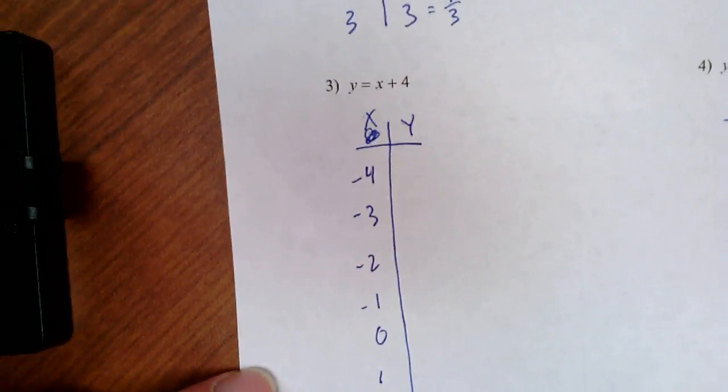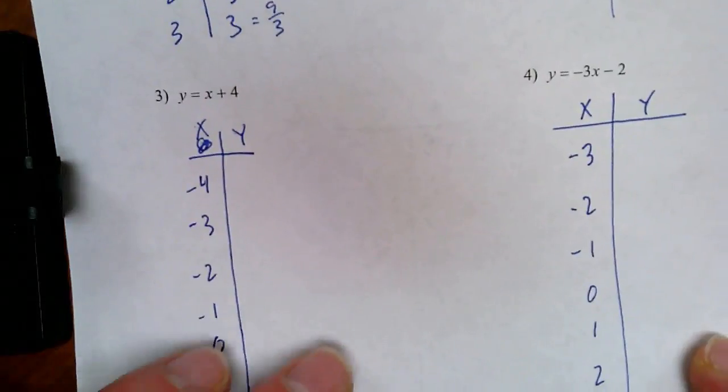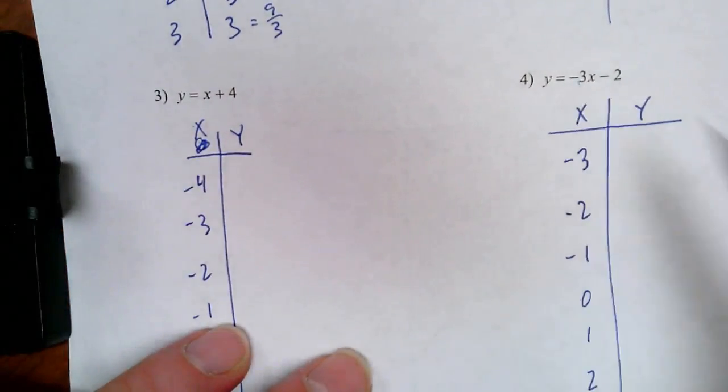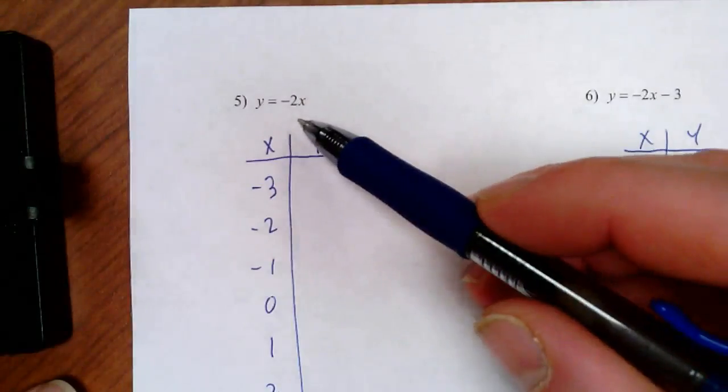This one here should be fairly easy for you. This one here, again, fairly easy. Just remember, we've got negatives here. Negative times a negative is a positive, so when you substitute a negative number for x, you get a positive in the end. On the back side, this one should be fairly straightforward.